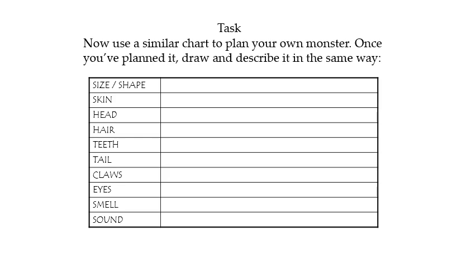How is his skin, how is his head, his hair, teeth, tail, claws, eyes, smell and sound. So fill in the chart and then draw your monster, and then write a short description of your monster, like how you had the description about the Minotaur in the previous slide. Same way you have to write a description of your own monster. Good luck with the task, and I'll see you tomorrow.